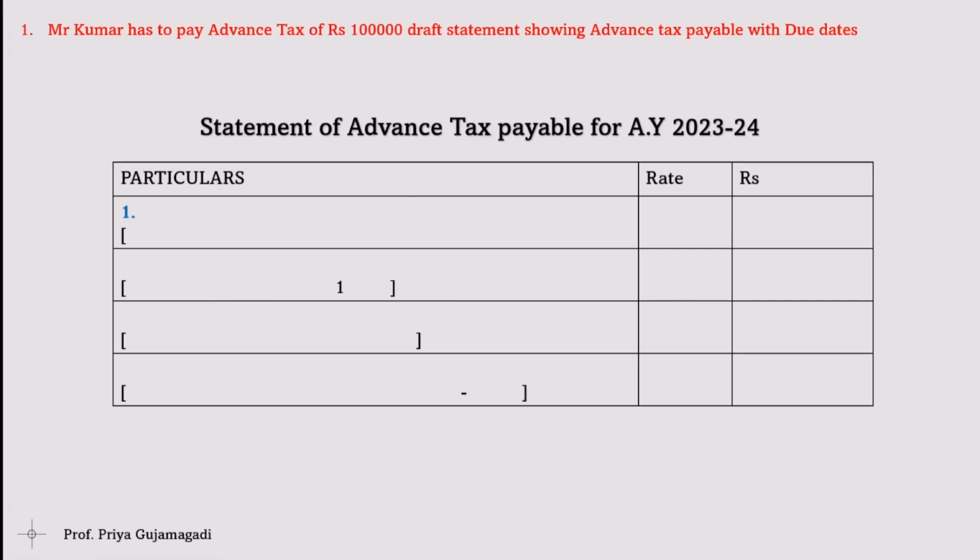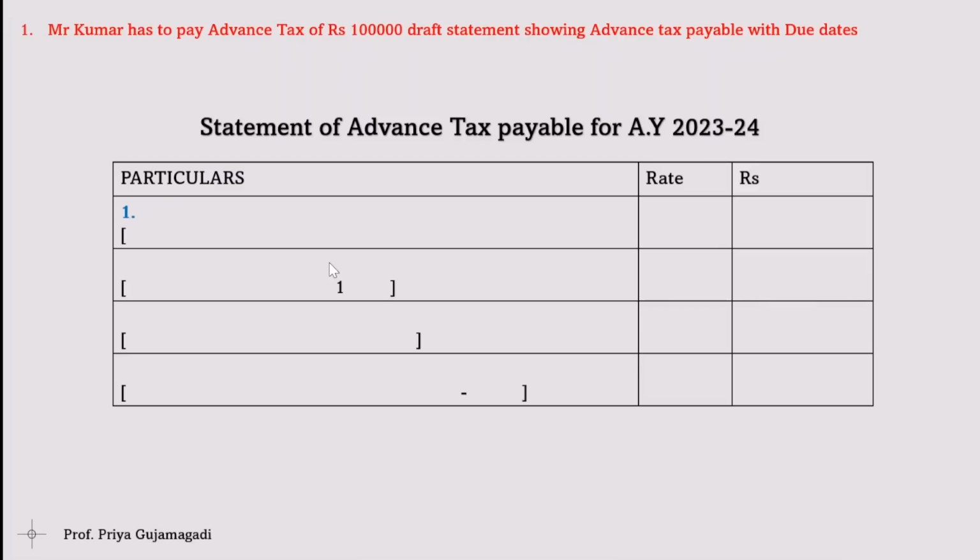Problem number 1. Mr. Kumar has to pay advance tax of rupees 1 lakh. Draft a statement showing advance tax payable with due dates. In this problem they have already given how much tax is payable. This type of problem we can expect for 5 marks, and we just need to show the statement where the 4 installment amounts are paid. We have to prepare a 3 column statement: particulars, rate and rupees. Statement of advance tax payable for assessment year 23-24. If they give it in the question, then we have to write it.